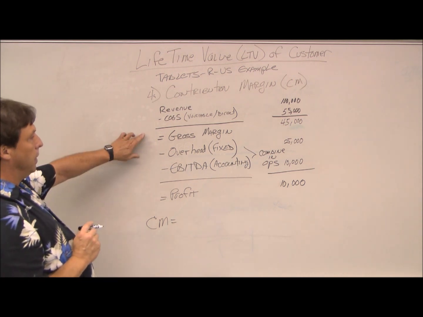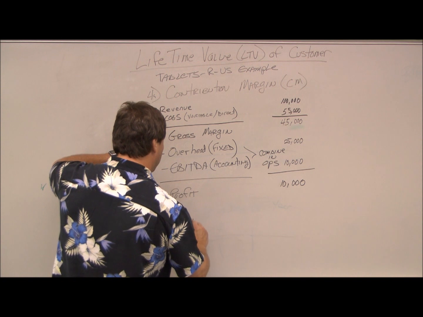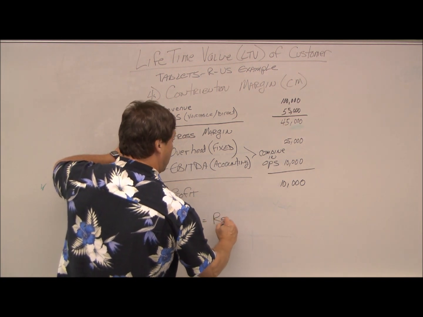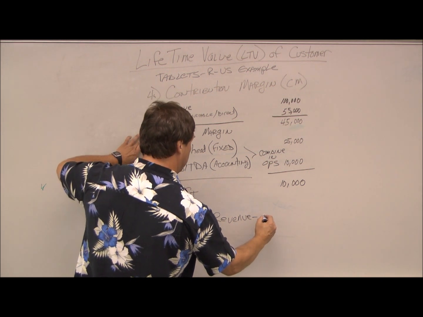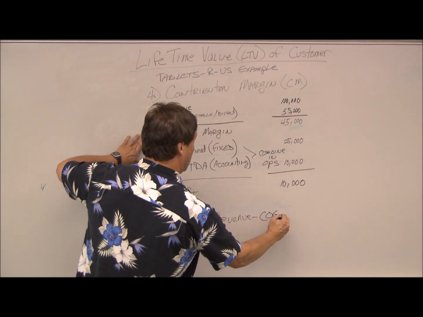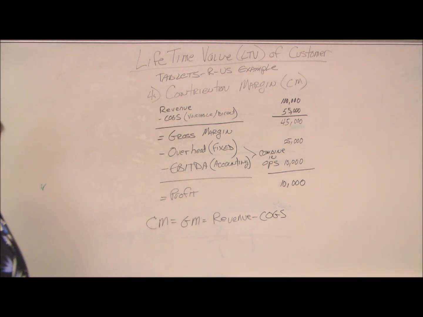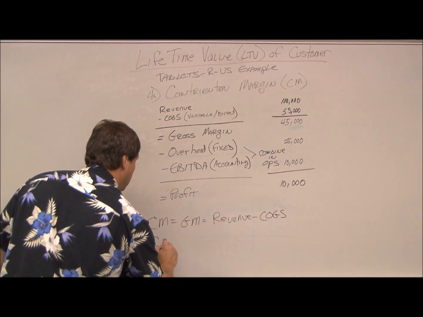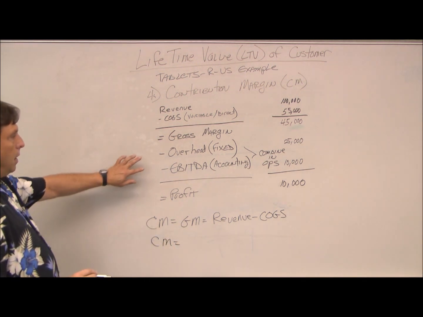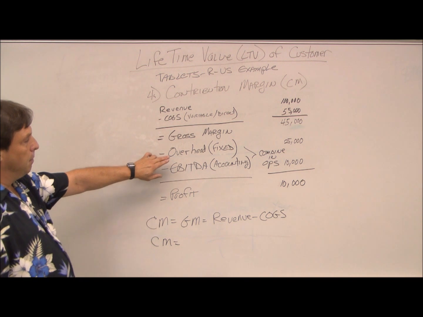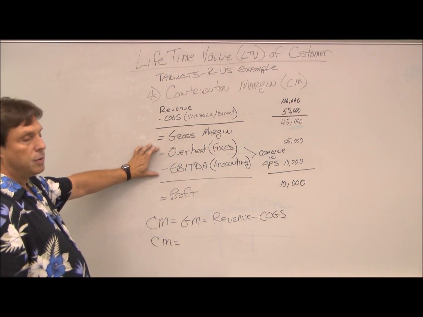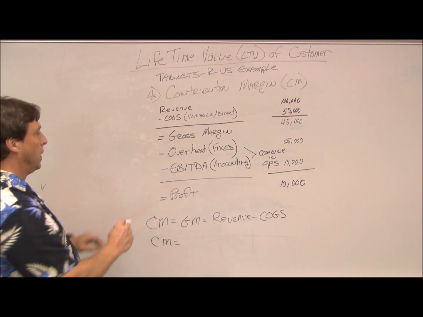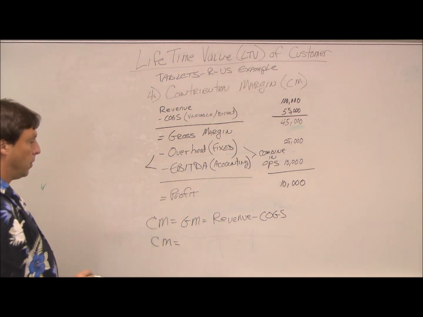Contribution margin can equal our gross margin, which is our revenue minus our COGS, or cost of goods sold. And that gives us our contribution margin. Or, generally in operations, we combine overhead and EBITDA, and we call this all just overhead or fixed costs. So that's what I'll do here. I'm just going to call those all fixed.